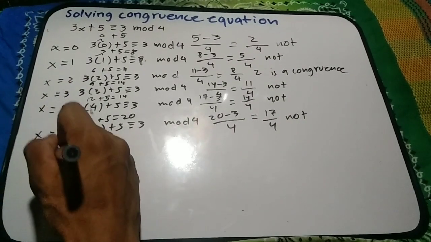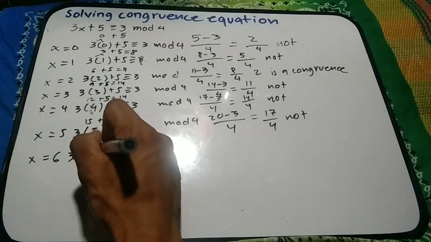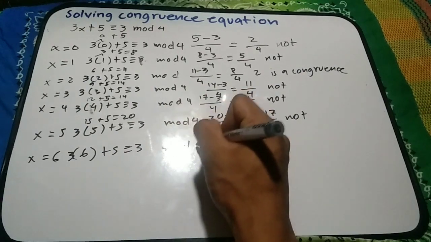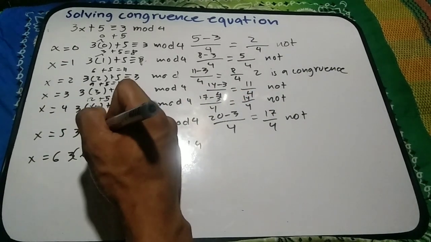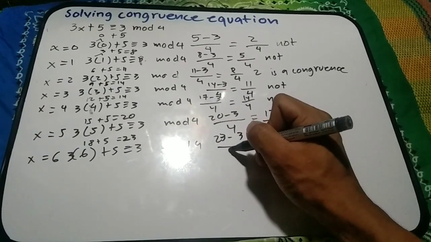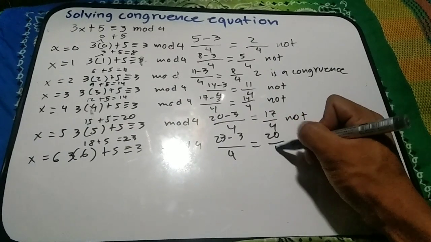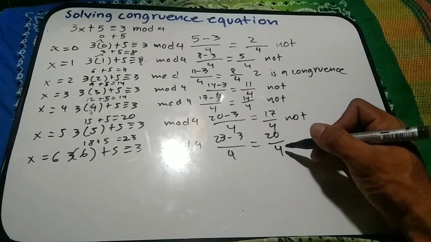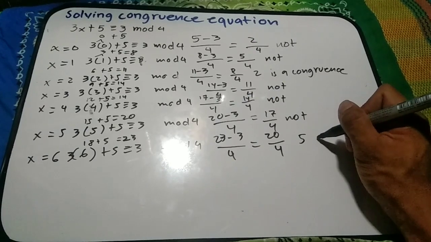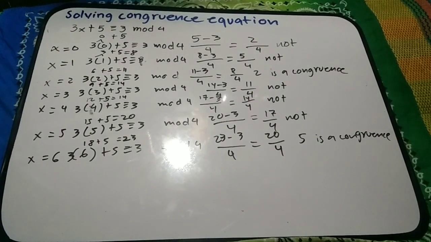So if x is equal to 6, 3 times 6 plus 5 congruent to 3 mod 4. 3 times 6, 18 plus 5, 23 minus 3 over 4 equals 20 over 4. 20 divided by 4 is 5. 5 is a whole number, so this is a congruence. If we continue trying values, we would find 10 and 14 are also solutions. Note that the solutions 6, 10, and 14 are all congruent to 2 modulo 4.